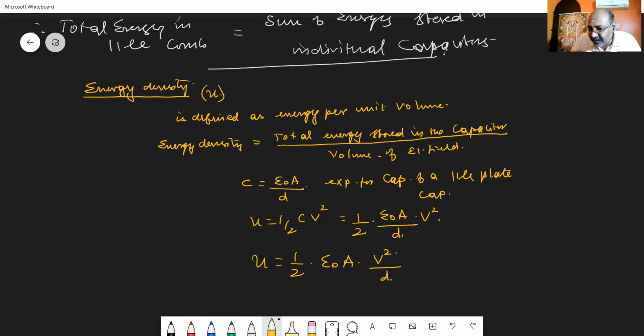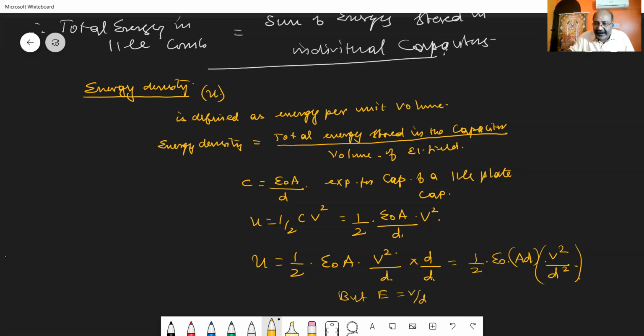V by D is the electric field E. Now I am going to multiply with D and divide with D, so the value of the potential energy never changes. How can I rearrange this equation? I can write it as half into epsilon 0 into A into D multiplied with V square divided by D square. Am I correct? But we know that the electric field E is equal to V by D. Therefore, V square divided by D square can be replaced with E square.